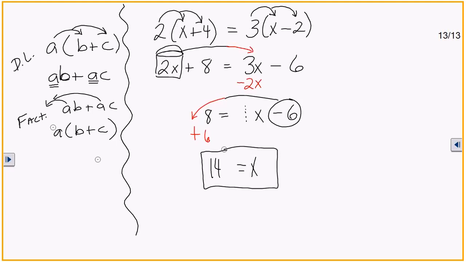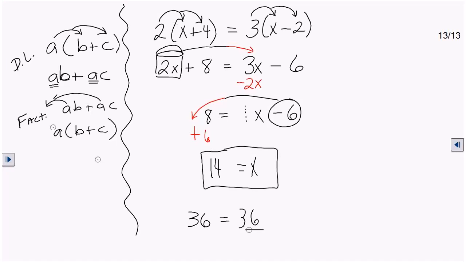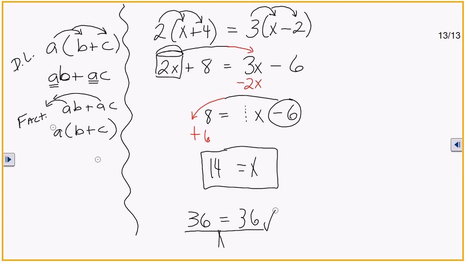So let's check it out. What's 14 plus 4? 14 plus 4 is 18. 18 times 2 is 36. What's 14 minus 2? 12. 12 times 3 is 36. So when we plug 14 back in, we check it and it is the correct answer. Now that is called the distributive law. Let's try another one.